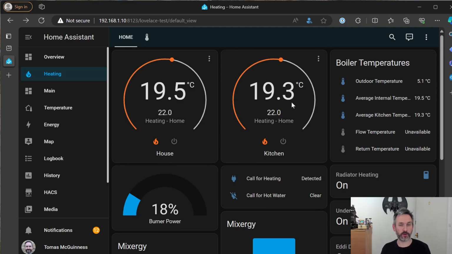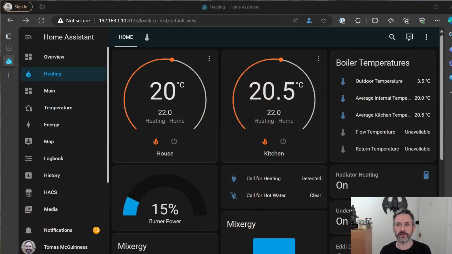But both the underfloor and radiators are on. So we'll let that settle down and then we will take another look at that in a couple of hours. 2 hours later. The heating has been on now for about 2.5 hours, and I'll jump in Home Assistant.